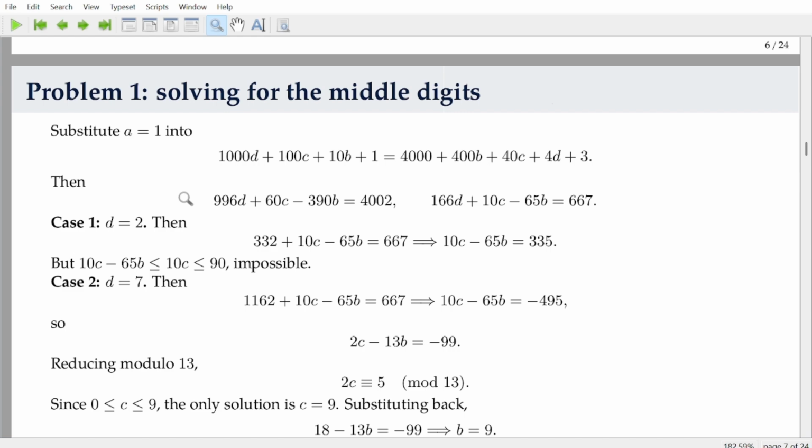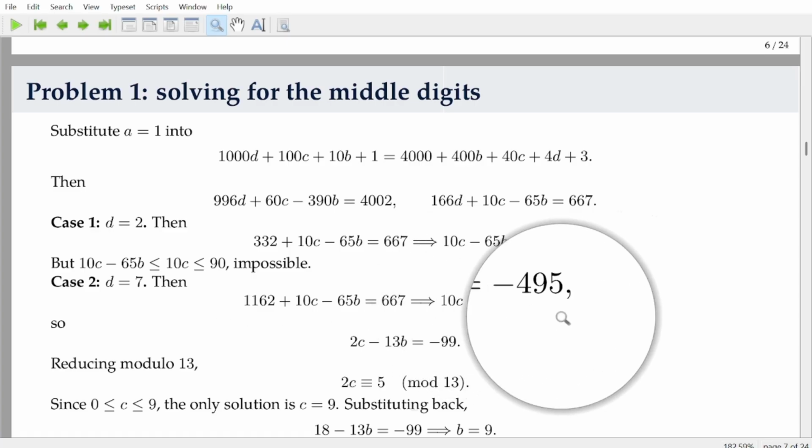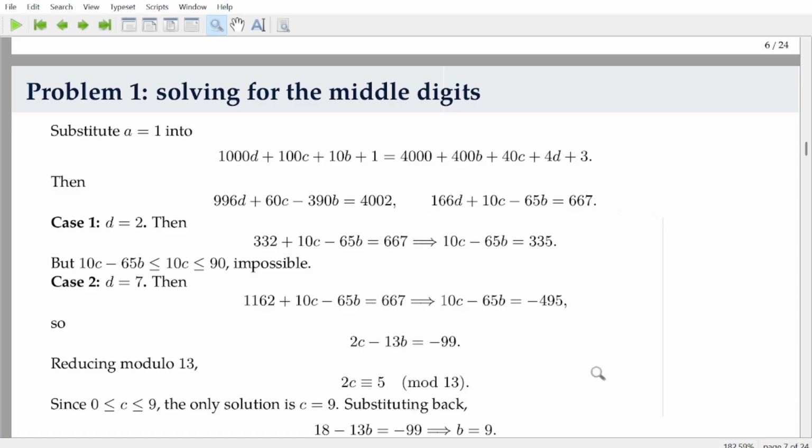So effectively, we know that d is not equal to 2, because that case led to a contradiction, so d has to equal 7 if there is a solution. Okay, so now let's consider the case where d is equal to 7. Then rearranging our equation gives us that 10c minus 65b is equal to minus 495.